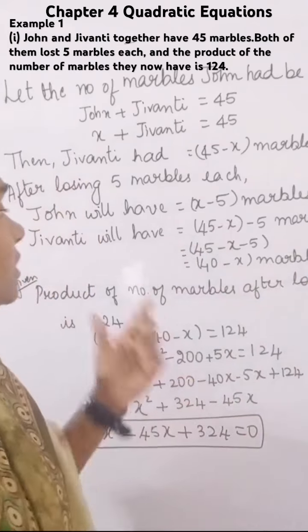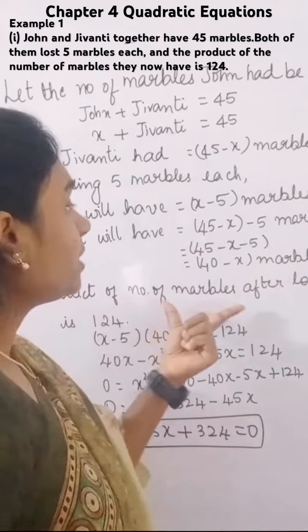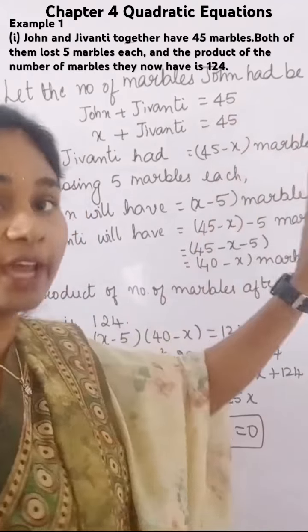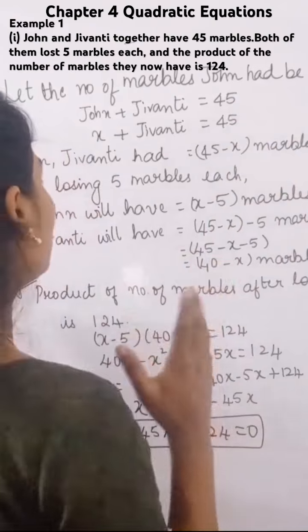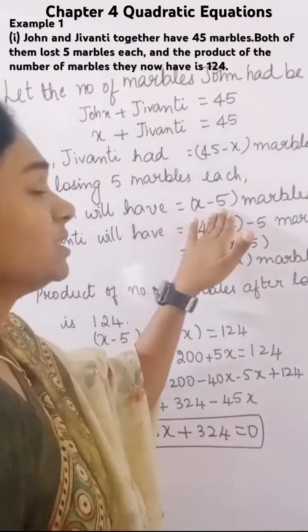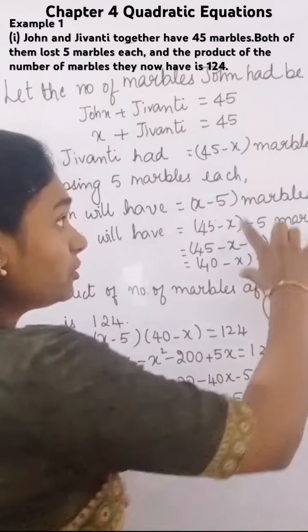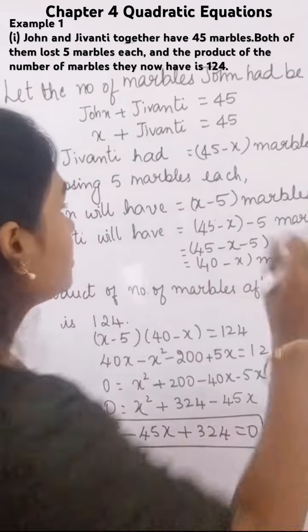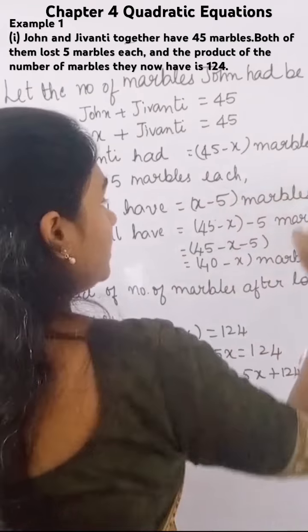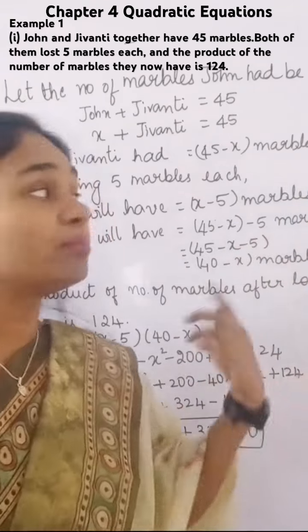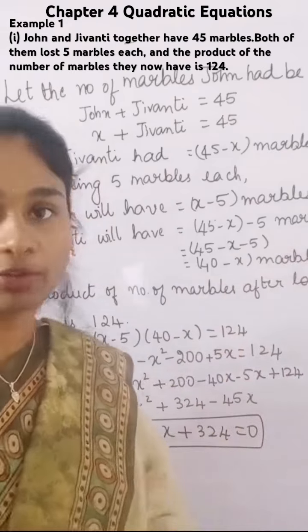Then the question says the product of the number of marbles after they lose. Not initially what they had, but after losing, how many marbles they have? John has x minus 5 and Jeevanti has 40 minus x. So the product of these two will give us 144. Product means when we multiply these two we are going to get 144.